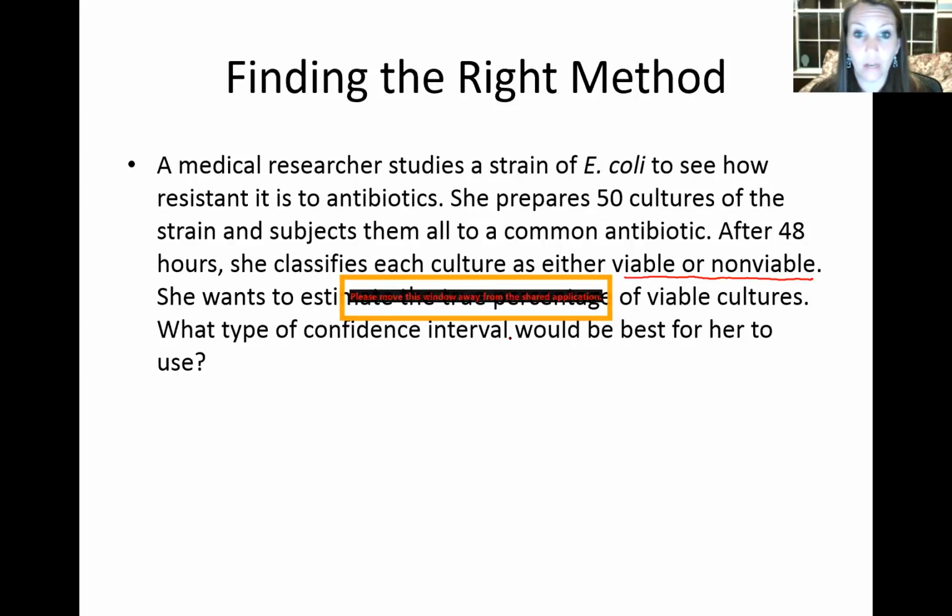One, just one. So she just took 50 cultures of the same strain of E. coli. So it's all one sample. And another clue that we're just talking about one is it says we're looking at the true percentage. So that would indicate just one percentage that we're looking at here. So if we have categorical and one group, then we just use the one proportion Z procedures for one proportion.